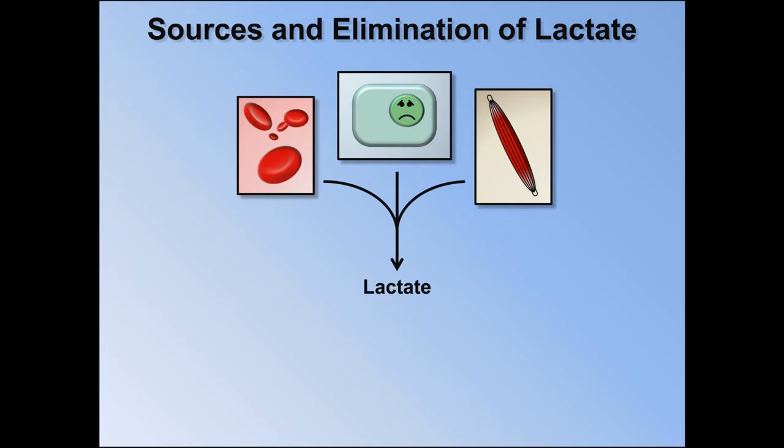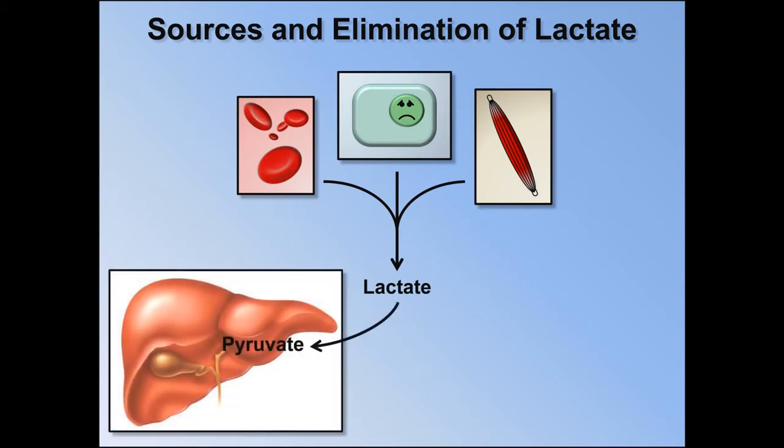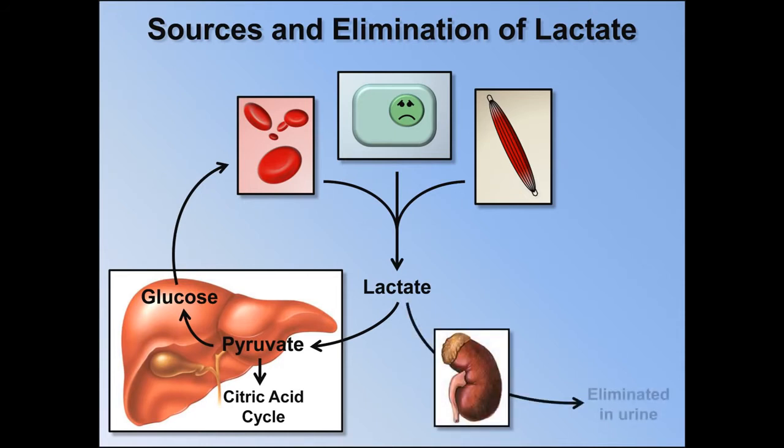Now, once lactate is formed, what happens to it? Most will travel to the liver, where it will be converted back into pyruvate. Some pyruvate will enter the citric acid cycle, while some will enter the process of gluconeogenesis and be transformed back into glucose, at which point it will re-enter the systemic circulation. An alternate fate of lactate is filtration in the kidneys and elimination in the urine. This is usually only relevant once the blood lactate level exceeds a certain threshold, commonly believed to be about 5 millimoles per liter.